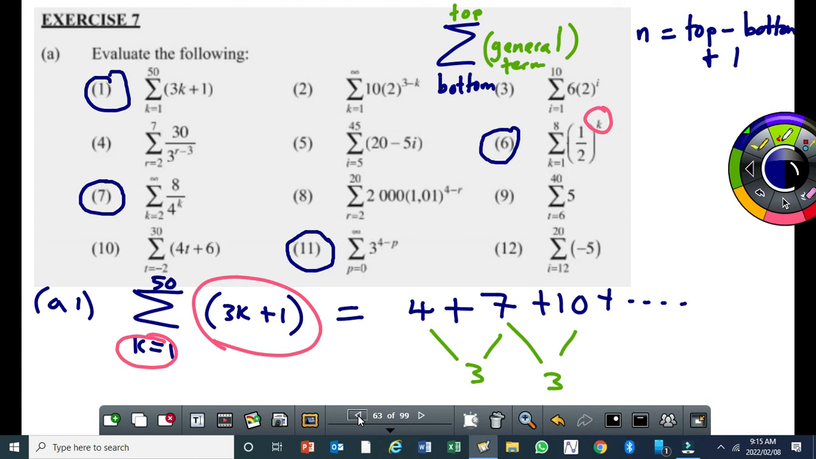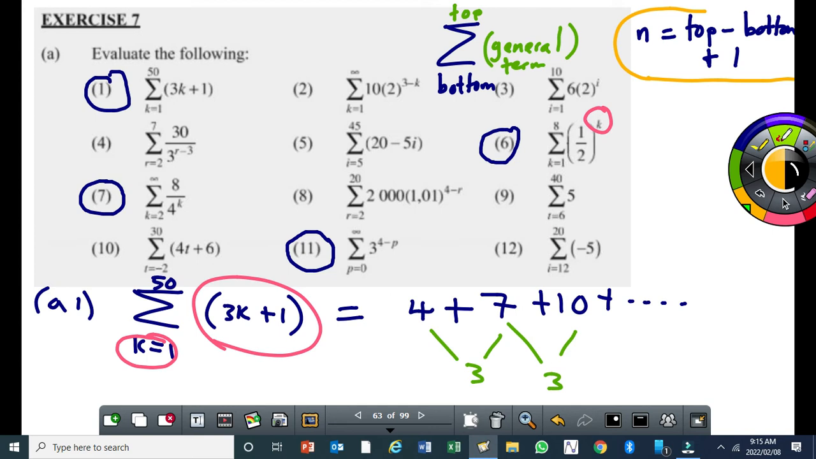Now, the question is, how many terms do we have in that series? If you want to know the total number of terms, you need to memorize this formula. If I give you a sigma notation, we have the bottom and we've got the top. The number of terms n will always be equal to the top minus the bottom plus 1. Please make sure you write this somewhere in your book. Make sure you know this. The number of terms is equal to the top minus the bottom plus 1.